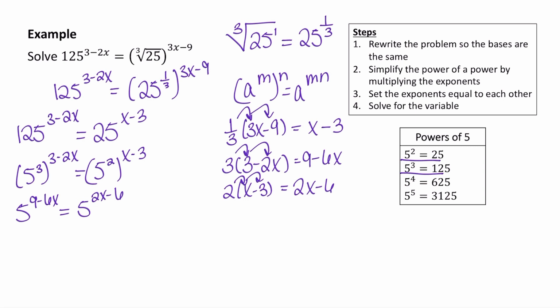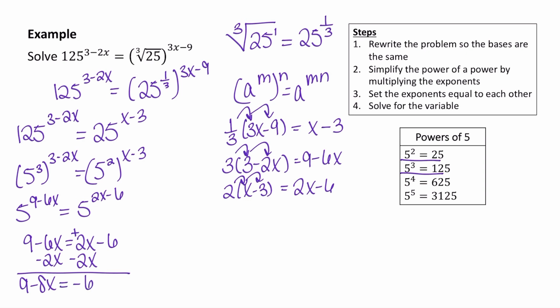Now finally I have the same base, so I can go ahead and set those exponents equal to each other. So I have 9 minus 6x equals 2x minus 6. So now I just need to solve this equation. Since this is a positive 2x, I'm going to do the opposite and I'm going to subtract 2x from both sides. When I do that, I get 9 minus 8x equals negative 6.